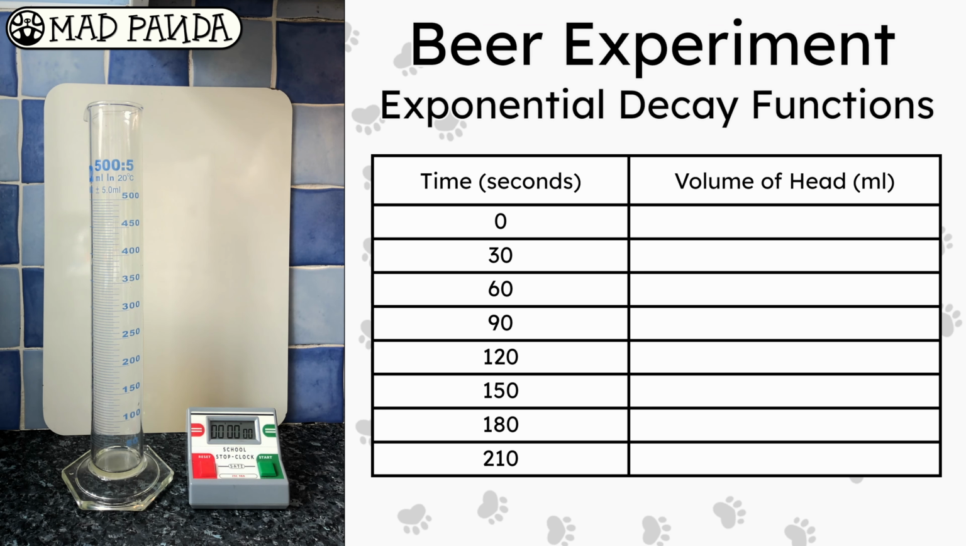Now, the first thing we'll need is a results table, so something like the table that you can see on the screen now. We'll measure the volume of the foam every 30 seconds for 3.5 minutes or 210 seconds, so you might want to pause the video briefly whilst you copy that down, and then we'll begin.